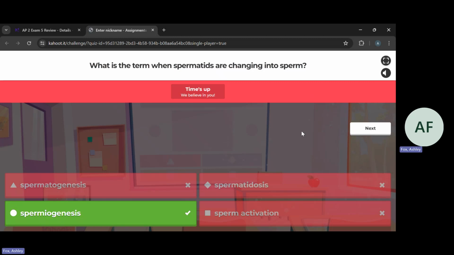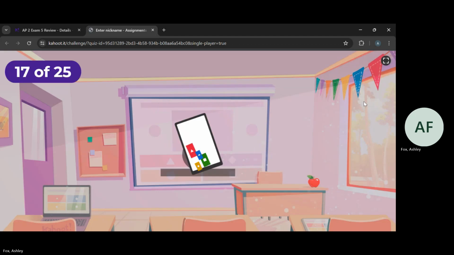Spermiogenesis is spermatids changing into motile sperm. So spermatids basically have all the components to make into sperm and to have the nucleus with the proper amount of chromosomes, but it needs to change into actual motile sperm.